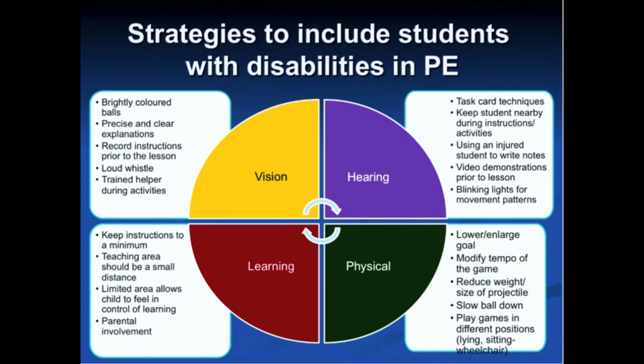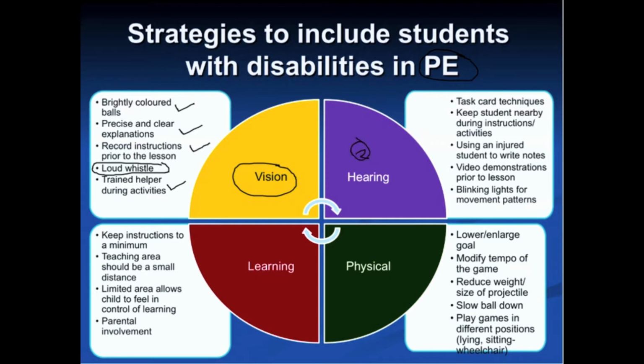So some of the strategies to include students with disabilities, we'll start off with vision. And this is more specifically within PE, so this is quite related to ECU 101. Things such as brightly coloured balls are really important for the visually impaired, precise and clear explanations, recording instructions prior to the lesson, having a loud whistle. And another one of use could be a trained helper during your activities.